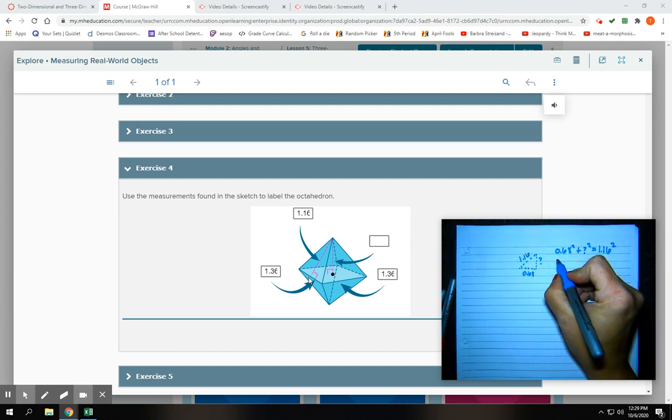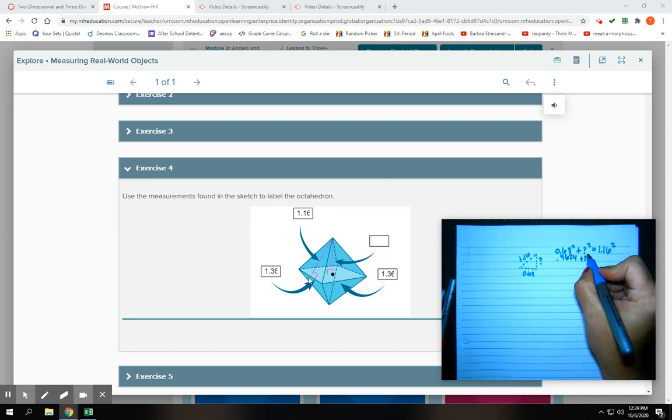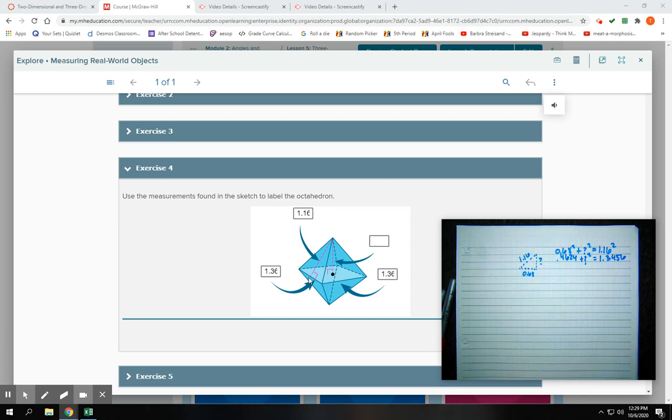0.68 squared is 0.4624. 1.16 squared is 1.3456. We'll subtract the 0.4624. We get that the question mark squared is 0.8832. You take the square root of that, and you get the question mark is 0.9397871, so 0.94.